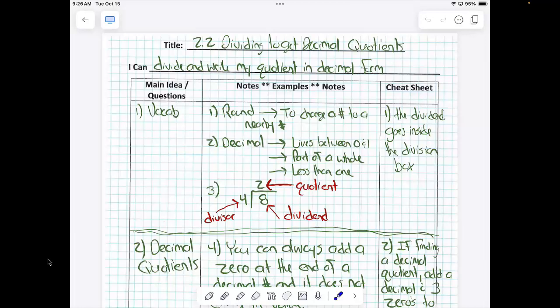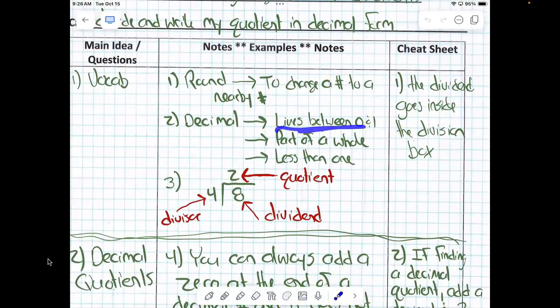Can you guys divide? Yes. Can you divide and get decimal quotients? Yes. Do you guys know how to round? Yes. Do you guys know the definition of a decimal? Yes. Where do decimals live again?